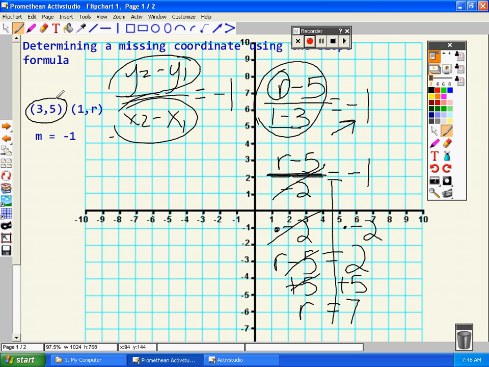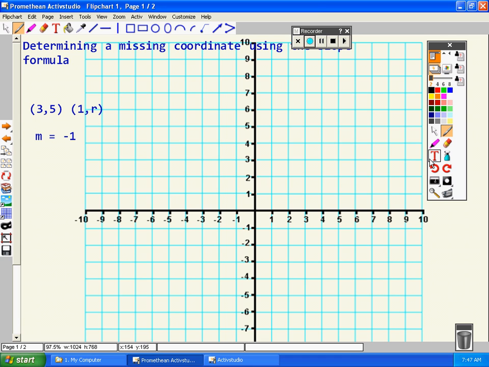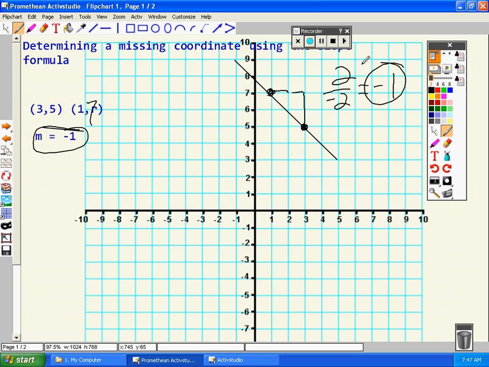So what we're saying by all of this is that a line that goes through the point 3, 5 and 1, 7 will have a slope of -1. Let's make sure. 3, 5 and 1, and we determined that r was 7. 1, 7. The line that goes through those 2 points should have a slope of -1. So I'm going to use rise over run to make sure. We have a rise of 2, a run of -2, which gives me a slope of -1.